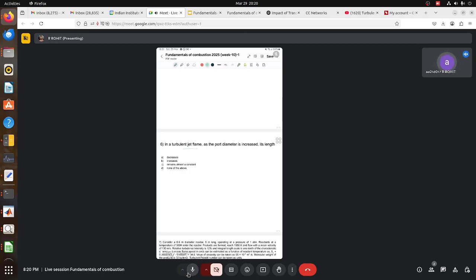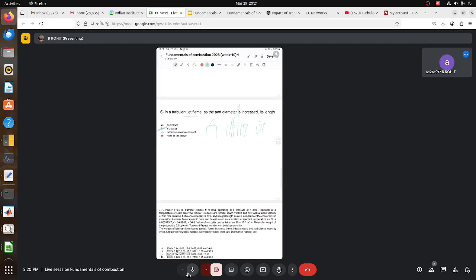So the question is, in a turbulent jet flame, as you increase the port diameter, what happens to the length of the flame? When you are increasing the diameter, you are having more volume flow rate. When your flow rate is increased, you should expect an increase in your flame height. So there will be an increase in the length of the flame. I hope that is clear.